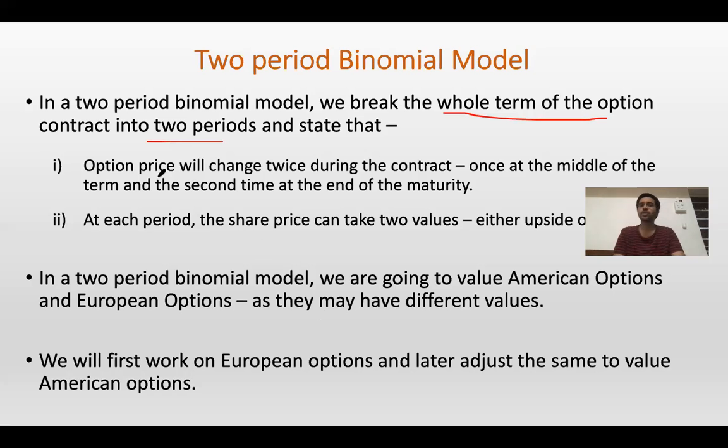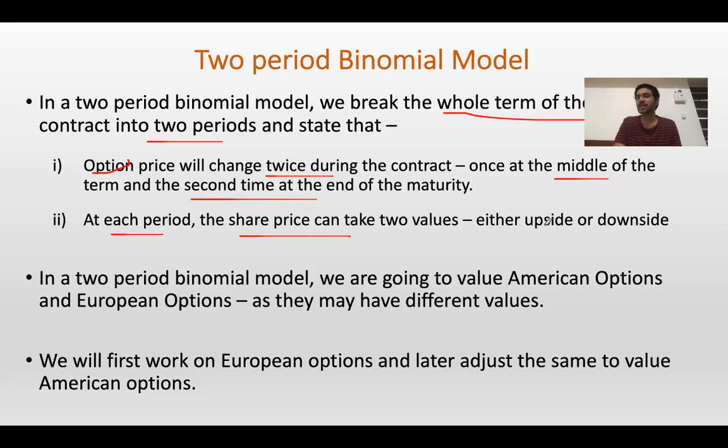So the option price, or this should actually be the share price. Apologies, I'll just edit this when I upload it. The share price can only change twice during the contract, once at the middle of the option term and the second time at the end of the maturity of the contract. At each period the share price can take two values, either an upside value or a downside value. Each period meaning in our example at t equal to 3 and at t equal to 6.